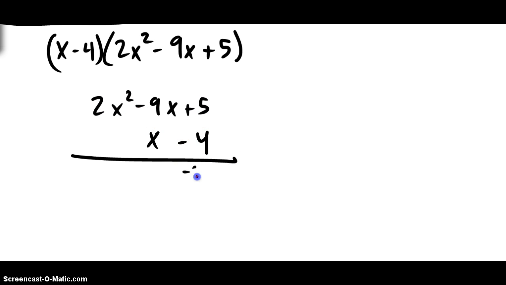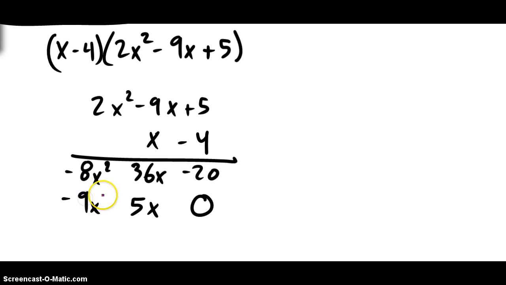Negative 4 times 5 is negative 20. Negative 4 times negative 9x is positive 36x. Negative 4 times 2x squared is going to be negative 8x squared, right? Now we have this other term here, so we need to put a 0. X times 5 is just 5x. X times negative 9x is negative 9x squared. X times 2x squared is 2x cubed.